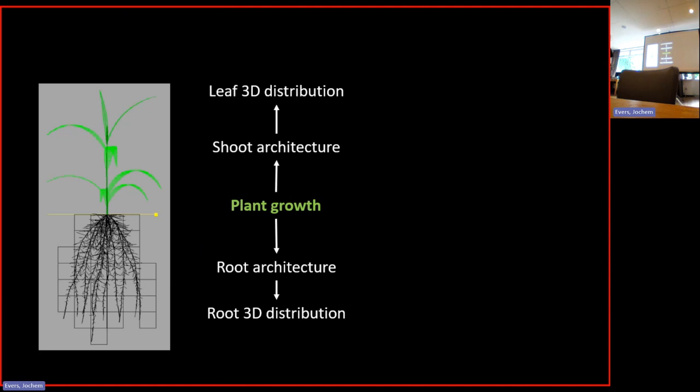So this is a simulated plant here, shoot and root, as you can see on the left. And when a plant grows a little bit, say the amount of growth that you get typically during a day, this changes the architecture of the shoot, because all the organs grow a little bit, which means that the distribution of leaves in 3D space is changed also a little bit. Same goes for below ground. If your plant grows, your individual roots grow a little bit, and this changes the distribution of roots in the soil. This is what plants do.